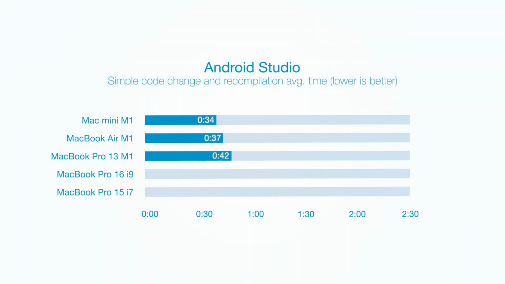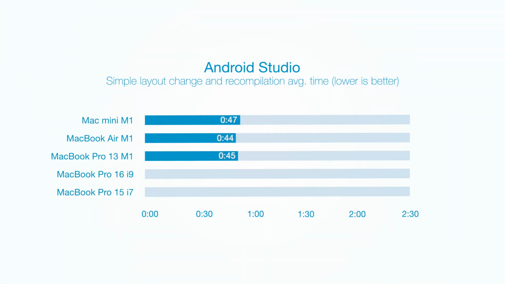Next, I did some simple changes in the code and then rebuilt the application, then made some other changes in the code and rebuilt it again. So I was trying to simulate the normal workflow, and I did it 10 times, and this is what I've got. All M1 devices were close to each other, though for the record, Mac Mini was the fastest one among them. Intel family did it much faster and with no fans turned on. And that's an expected result because Android Studio still works on M1 via emulation.